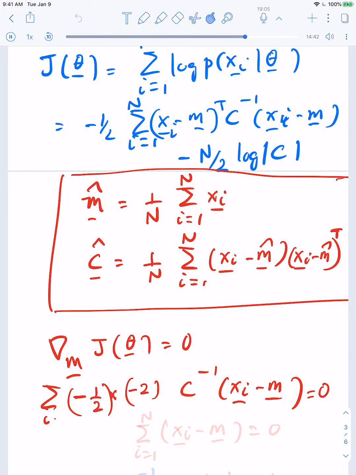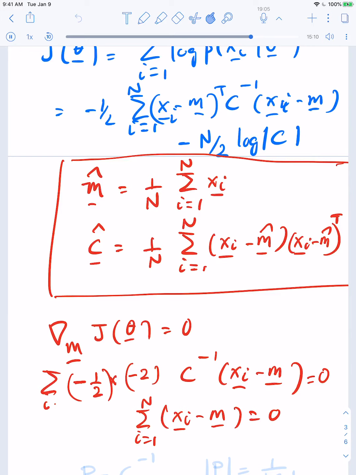And we are assuming that we have a well-conditioned situation. I haven't chosen my parameters such that the C that I get will be non-invertible. So I can multiply both sides by C, and C inverse times C becomes identity, and what I get is the summation i equals 1 to n of (xi minus m) equals 0, which gives you that answer. That basically m is just a centroid of these points, of the data points.